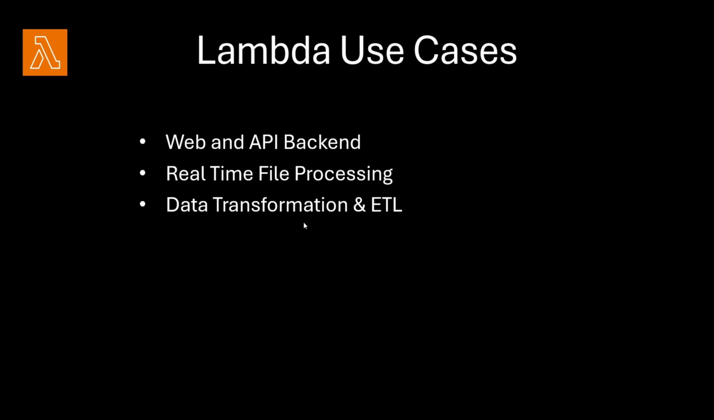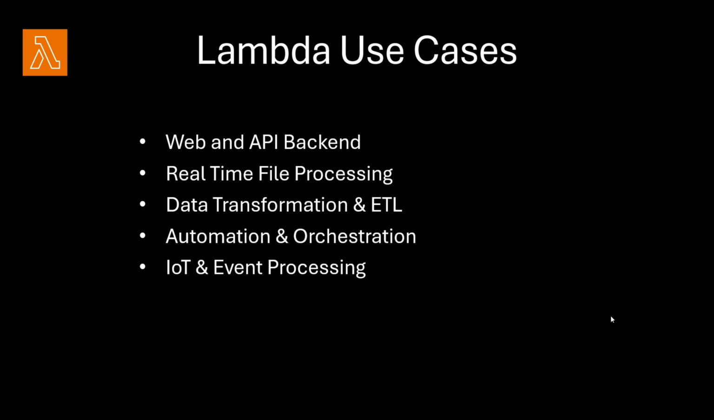You can use it for data transformation in ETL. You can use it for stream processing with Kinesis or DynamoDB streams, where you can transform data before loading it into databases or warehouses. You can use it for automation and orchestration. You can run scheduled jobs using EventBridge and Lambda integration. You can also automate AWS resource management, like starting and stopping EC2 instances. AWS Lambda can also be integrated with IoT and event processing, and it can be used with GenAI based applications.